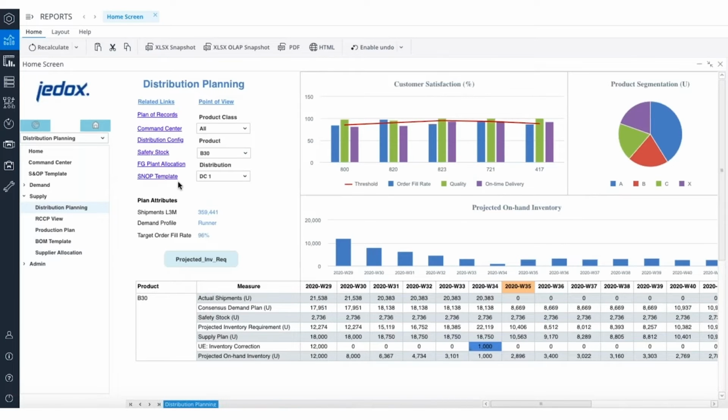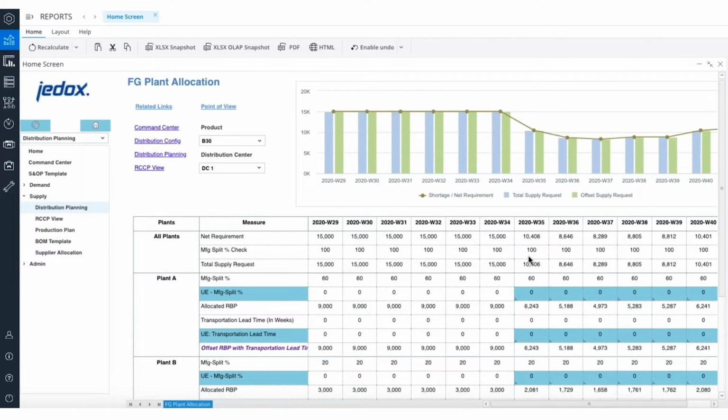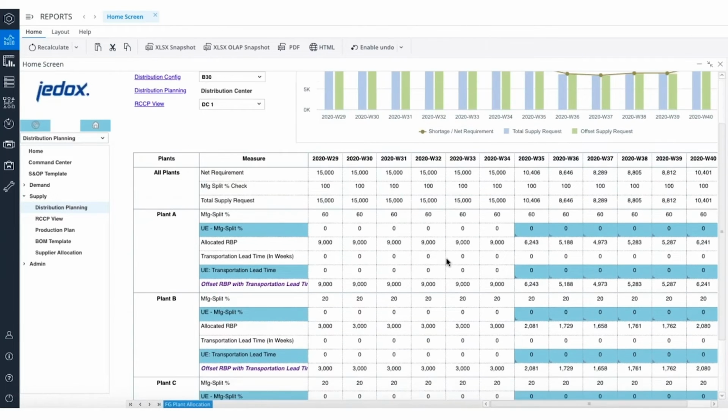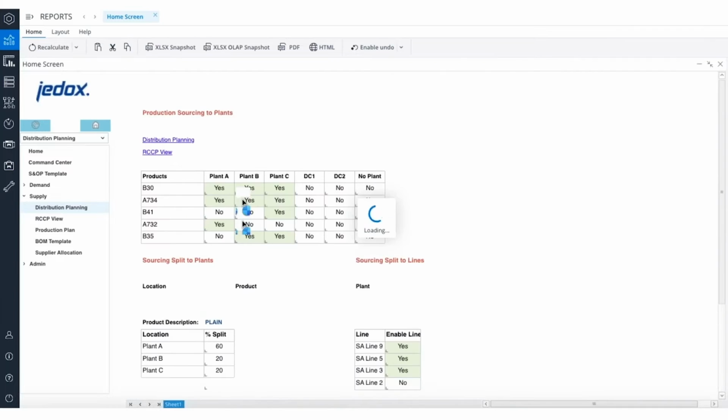Now I would show you a template called finished good plant allocation and show you how the demand was then split from distribution centers to plants. As you can see, we are at distribution center 1, and the demand is being split to plants here, and it's also being split on a ratio basis, like 60, 20 and 20 here. So this is a split ratio. This is all happening through a configuration template for a distribution planner. So I'll show you how it happens.